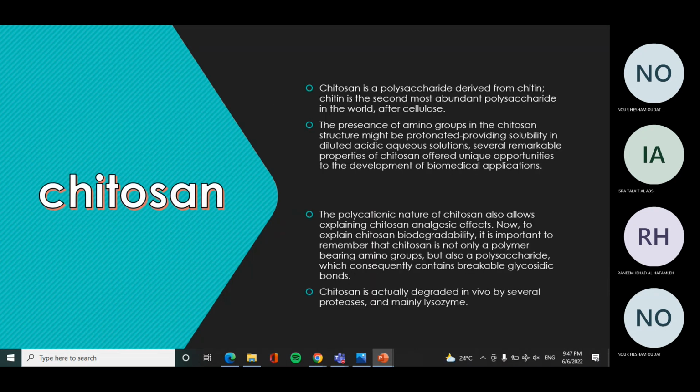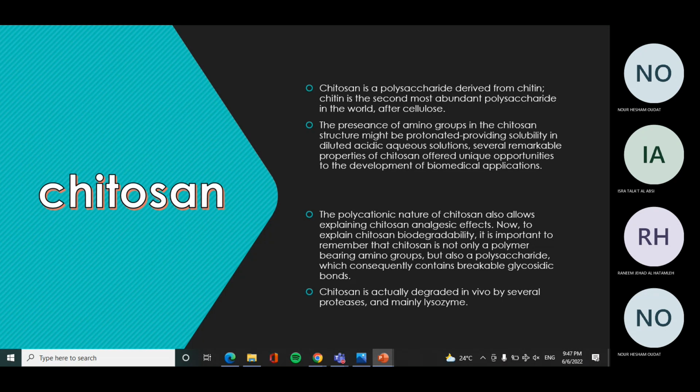In the beginning, we talk about chitosan as a biomaterial. Chitosan is a polysaccharide derived from chitin. Chitin is the second most abundant polysaccharide in the world after cellulose. The presence of amino groups in the chitosan structure might be protonated, providing solubility in dilute acidic aqueous solution.